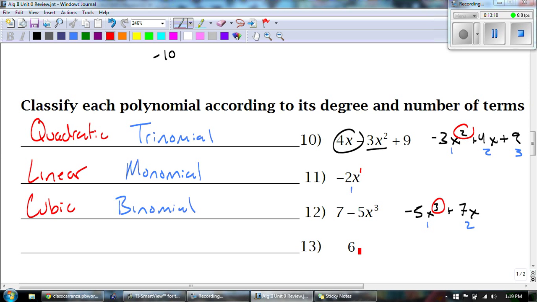And the last one, 6, there are no variables here, so that means this is a constant. And there's only 1 term, so it's a constant monomial.